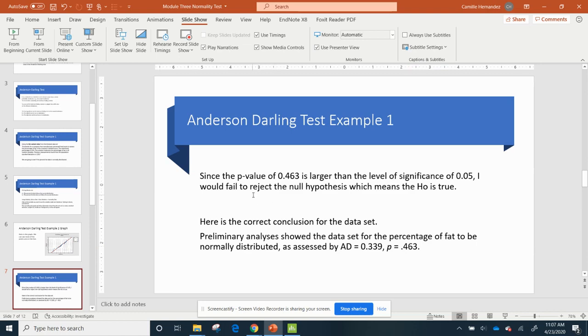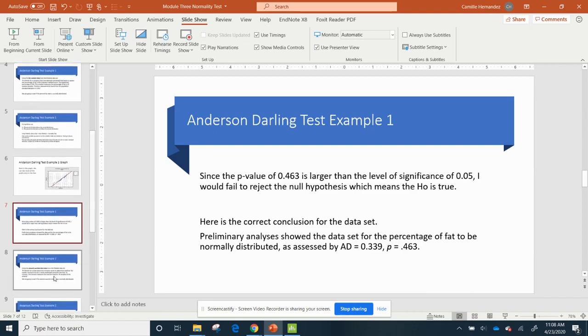So our steps were, you made your hypothesis, you ran the test, and now you're concluding the test and writing the final analysis. All right, so let's look at another data set.